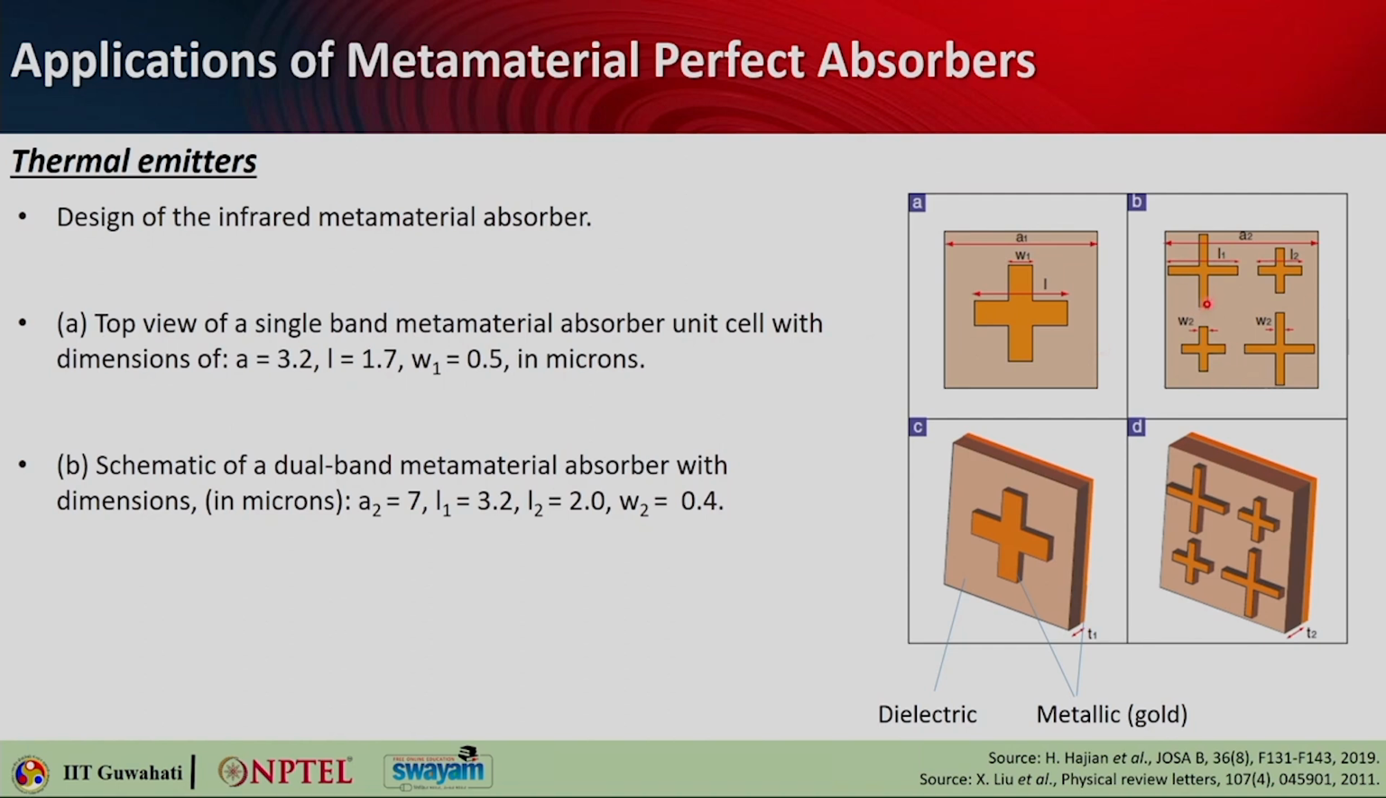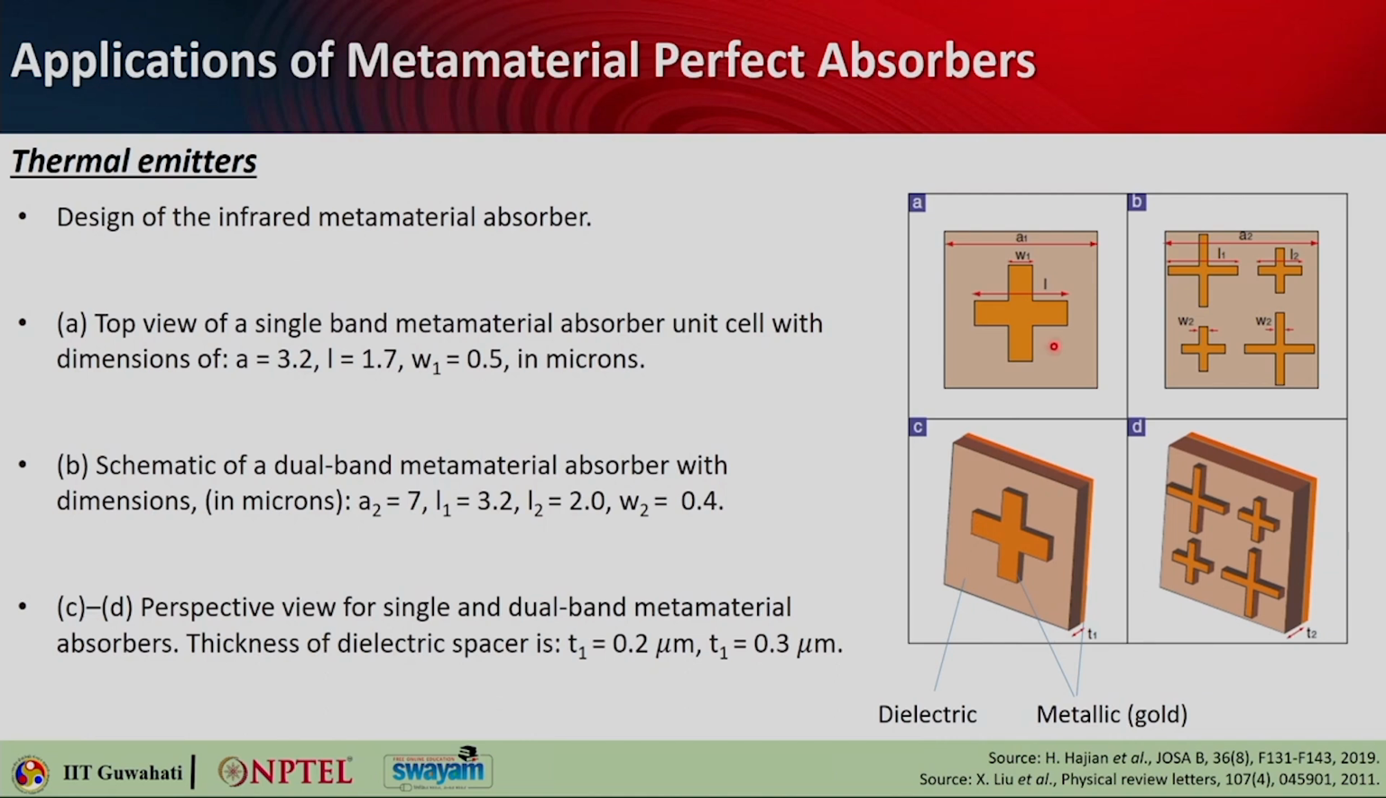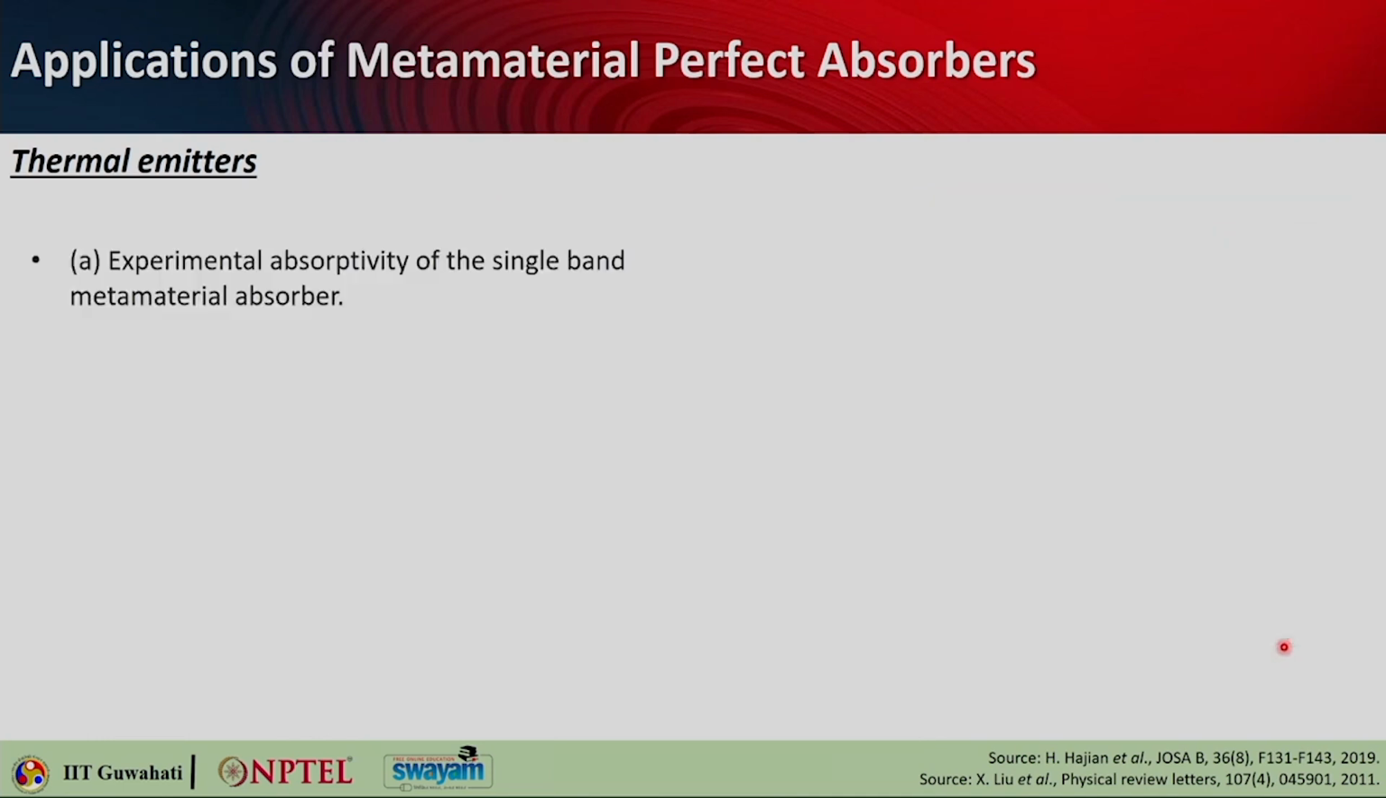And this is a dual band. This is basically a mixture of the small and the large. There are two structures which resonate at two different frequency bands, and that is why it is called a dual band metamaterial absorber, and the dimensions are given here, all in microns again. These two show the top view, these two figures show the perspective view, and in the two cases the thickness of the dielectric spacer is 0.2 micron for the single band metamaterial absorber, and 0.3 micron in the case of the dual band metamaterial absorber.